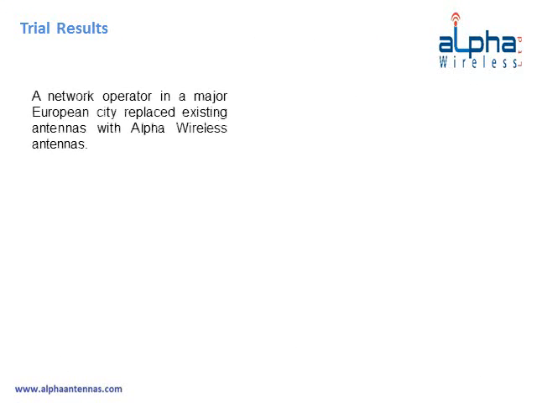A network operator in a major European city replaced existing antennas with Alpha Wireless parts. The existing antennas, unlike the Alpha parts, only suppressed the first upper side lobe.